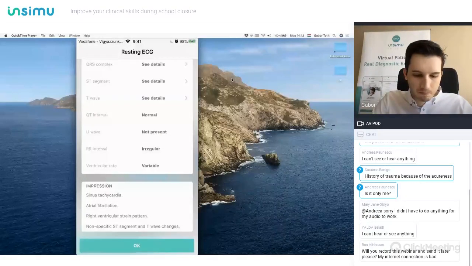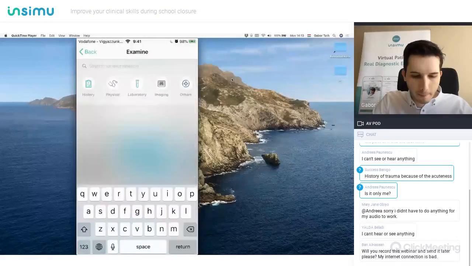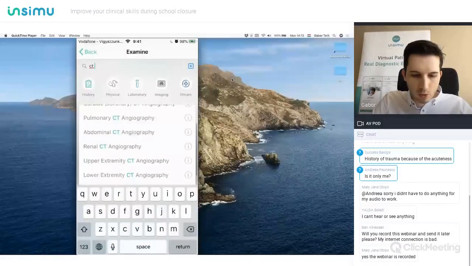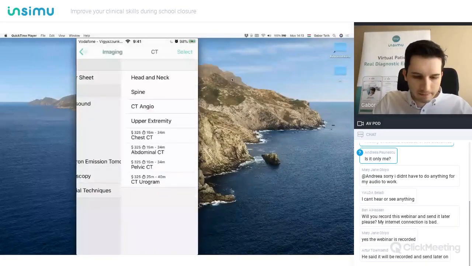And there is a strain pattern, so there should be something with the lungs. I would do a CT just to be sure. Let's go into the imaging, CT. Okay, chest CT.